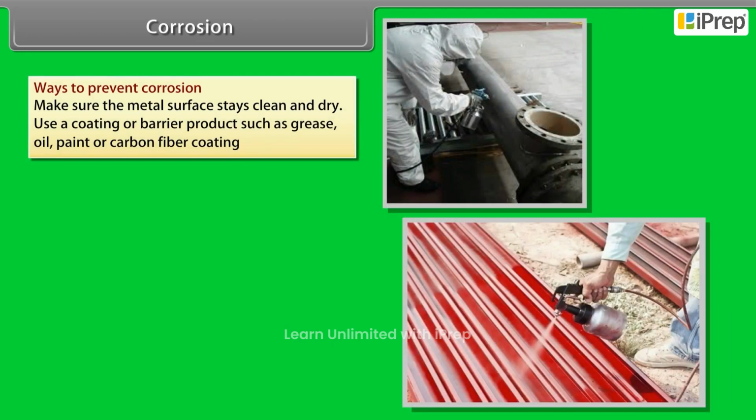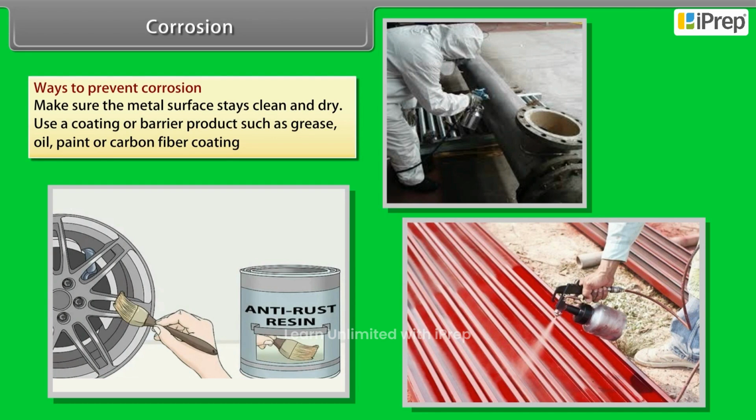Ways to prevent corrosion. Make sure the metal surface stays clean and dry. Use a coating or barrier product such as grease, oil, paint or carbon fiber coating.